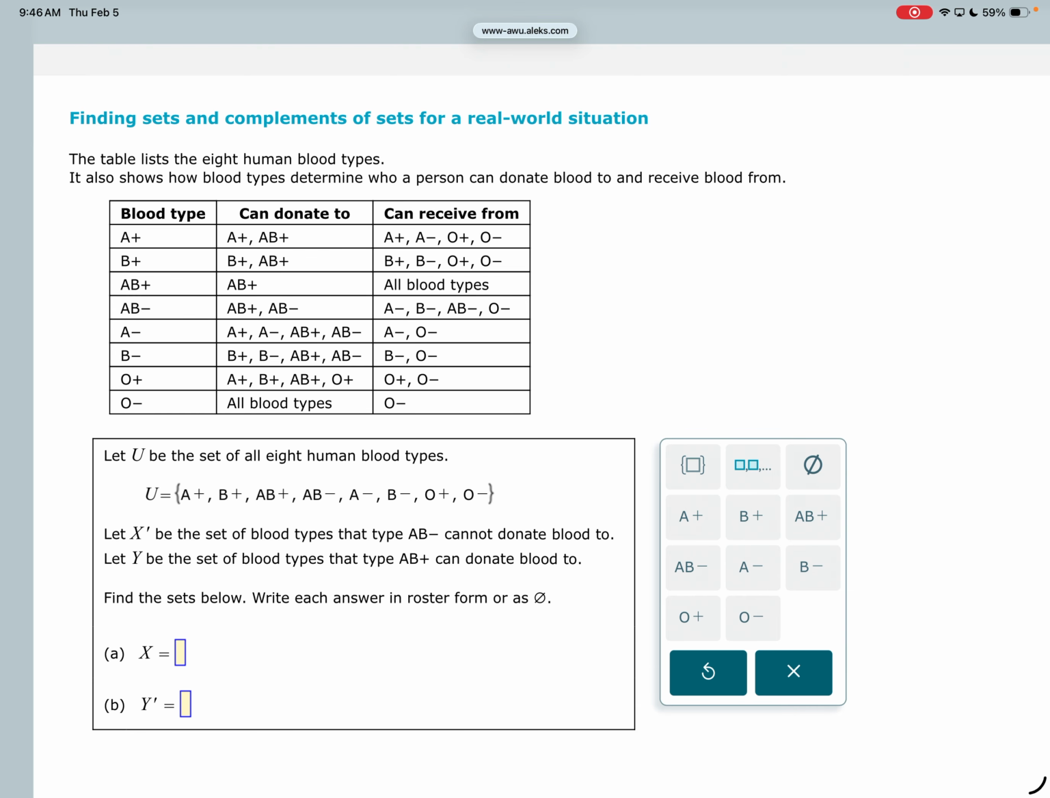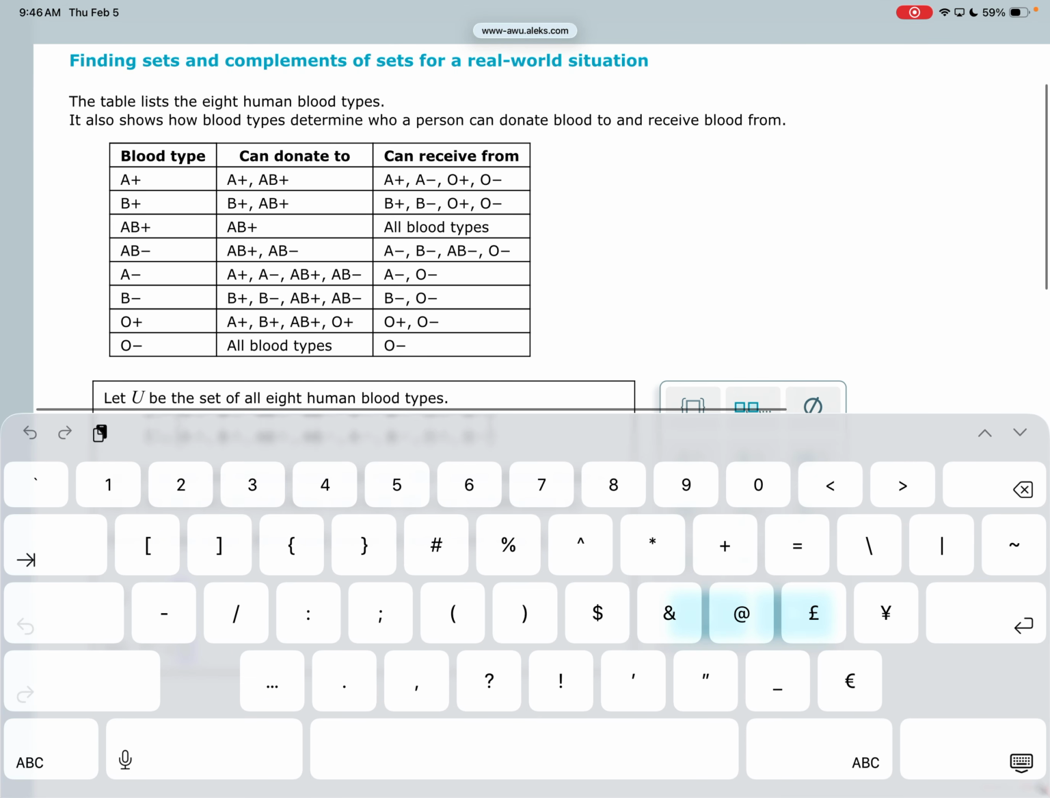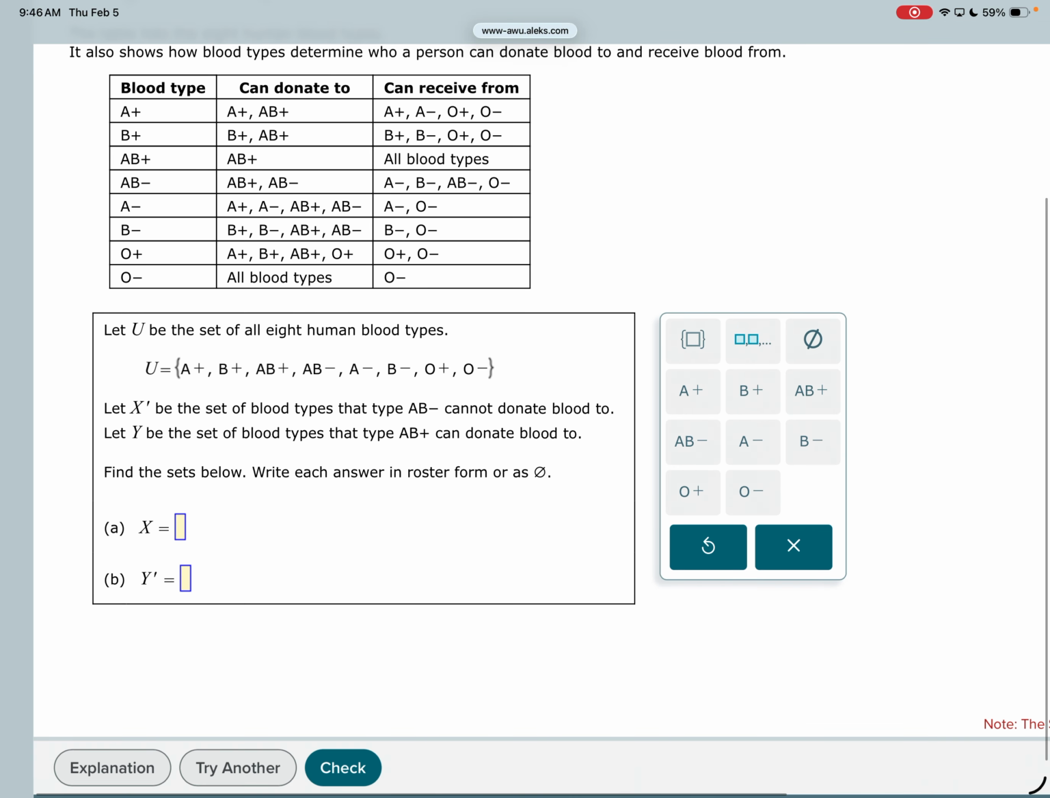You got all the different blood types, who they can donate to, who they can receive from. So let X naught be the set of blood types that AB negative cannot donate blood to. So the opposite of cannot would be, if X naught is what they cannot donate to, then X would be what they can donate to, okay? So all we need to do is look at this chart at AB negative, and figure out what X can donate to. So it'd be AB positive and AB negative, right? Right here, AB positive, AB negative.